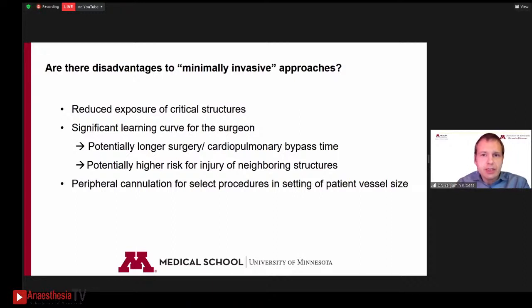Another problem for the pediatric population is the fact that some procedures would require peripheral cannulation for cardiopulmonary bypass, and there we are also limited by vessel size. Plus, we have significantly higher complications in smaller infants when cannulating, for example, femoral vessels, in regards to subsequent venous thrombosis and arterial stenosis and thrombosis.